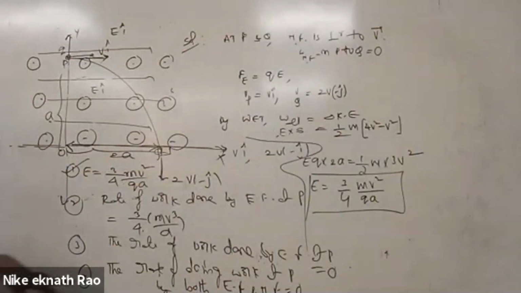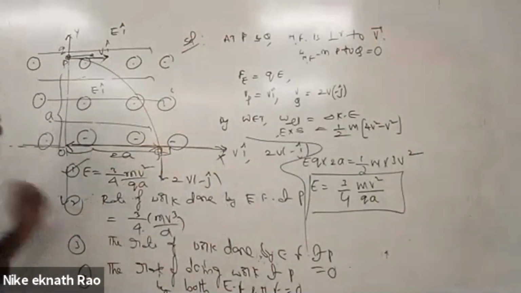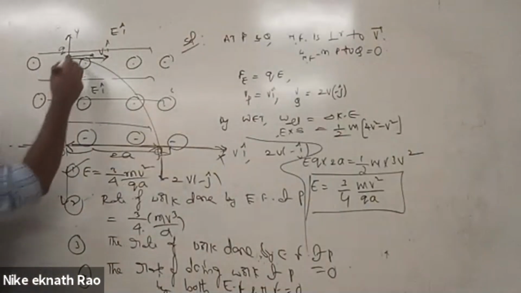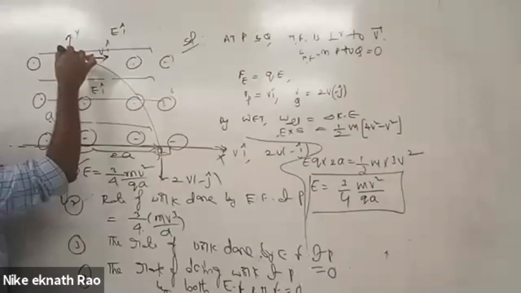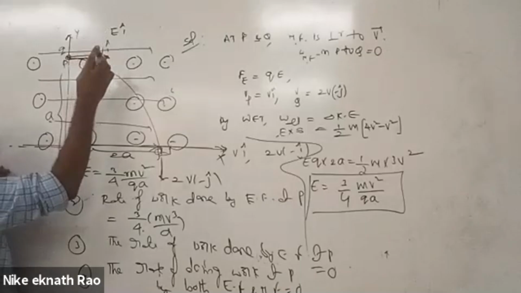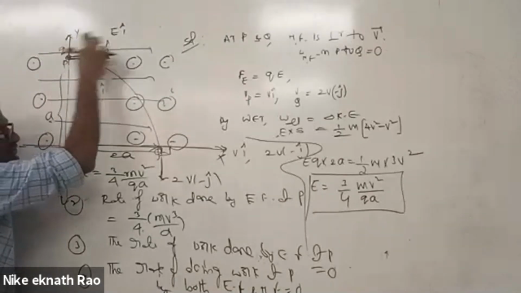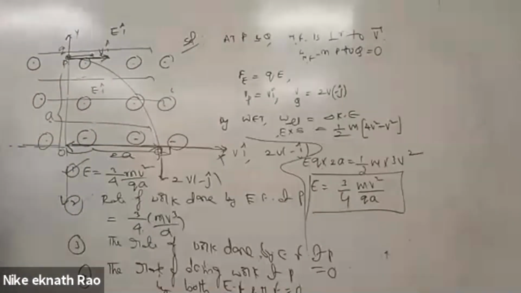Next, the rate of work done by the electric field at P. At P, how much is the electric field work done? At P, the velocity is in one direction only, and the force is also in the same direction. Isn't it? The rate of doing work is work by time, which is called what? Power. Therefore, power P is equal to work done, which is F dot S by T.